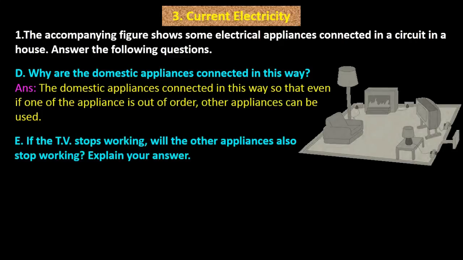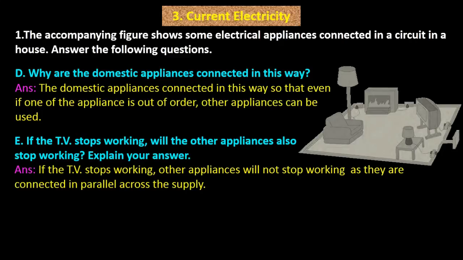E. If the TV stops working, will the other appliances also stop working? Explain your answer. Answer. If the TV stops working, other appliances will not stop working as they are connected in parallel across the supply.